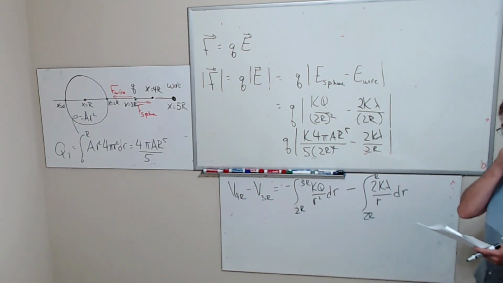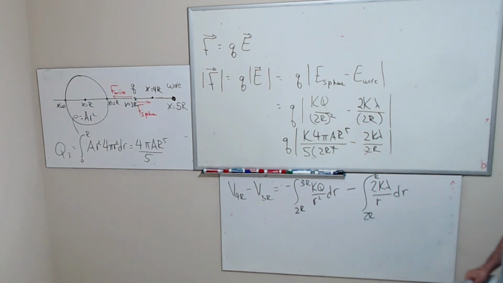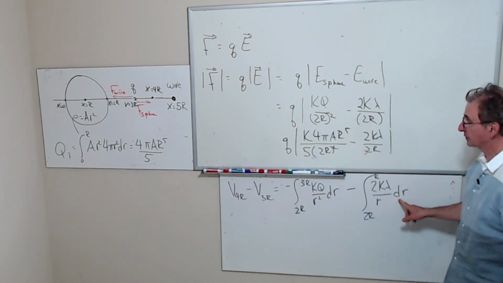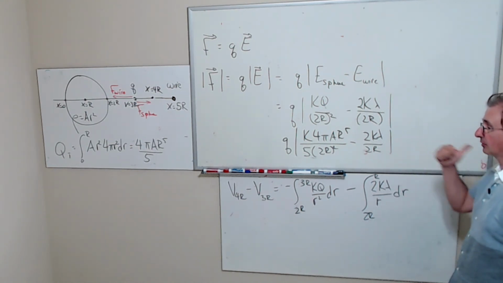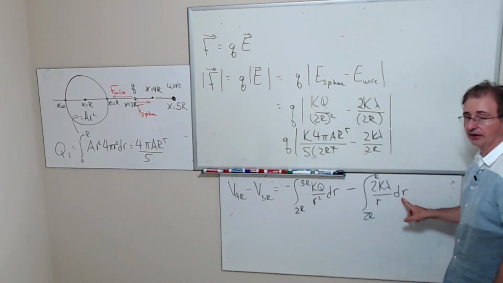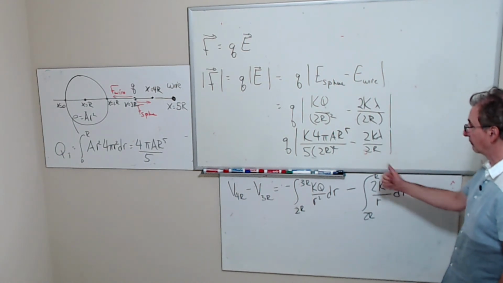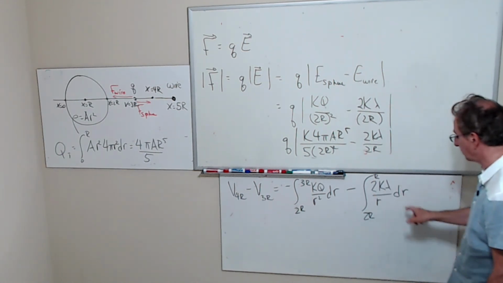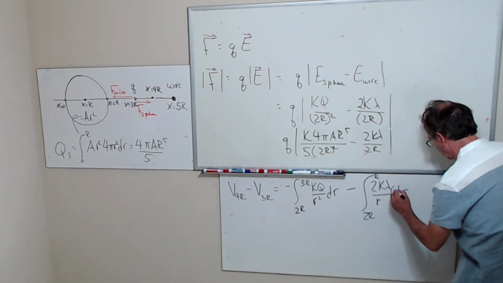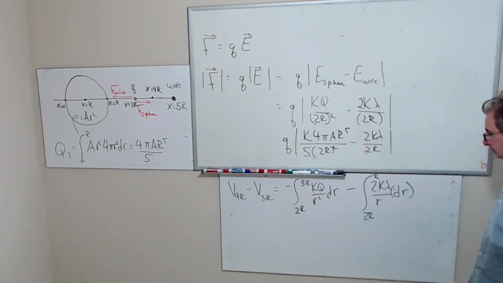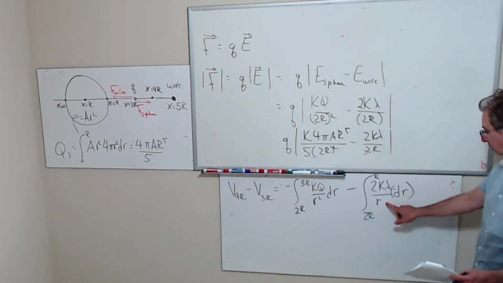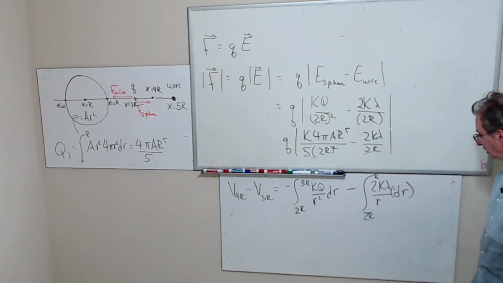Now this is tricky, and I didn't grade this part. For this sphere, if I integrate in that direction, my dr is negative. My dr is negative when I integrate in that direction, this term. And so really I have to throw in a minus sign here. And so now it's just a matter of integrating this. This is easy. This is natural log. This term is just natural log of R over 2R.